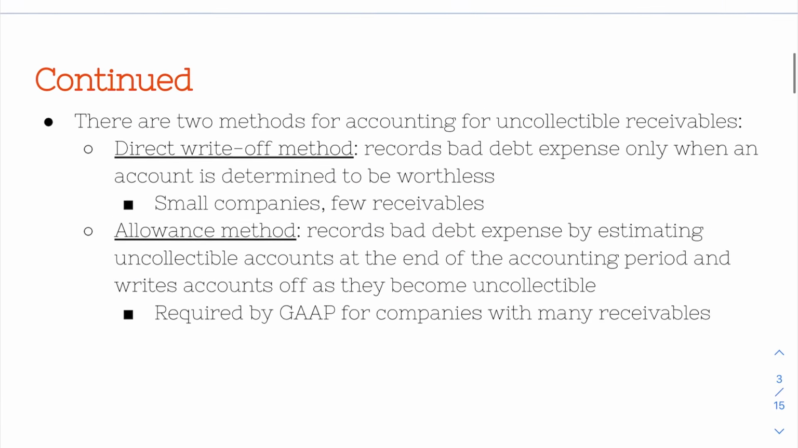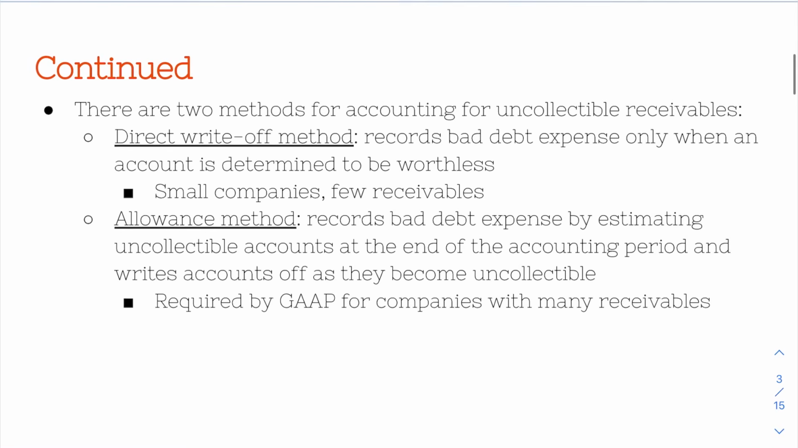So there are two methods for accounting for uncollectible receivables. The first is the direct write-off method. In the direct write-off method, we record bad debt expense only when an account is determined to be worthless. So we have to be able to specifically identify the account and say, Devin's account, she went bankrupt, she's not going to pay me, it's very clear, and when you identified my specific account and the amount in it, you would write it off directly.